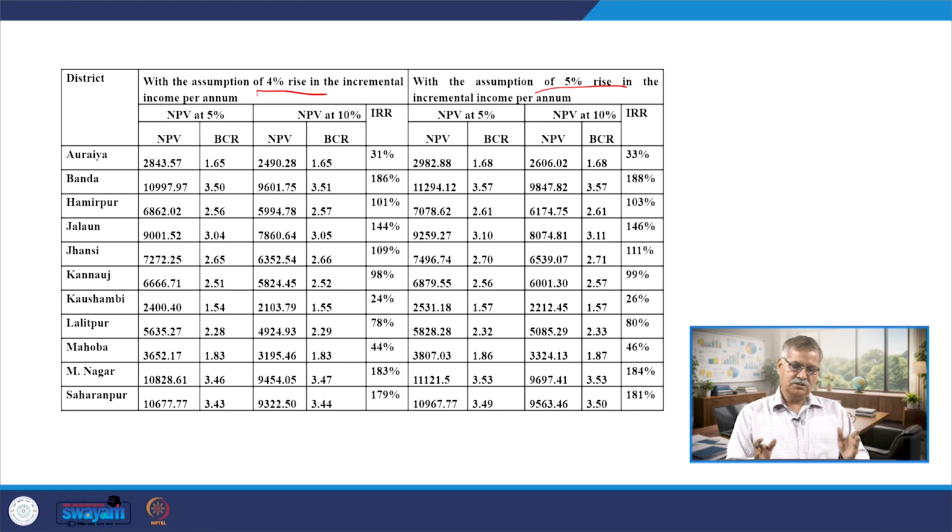So taking these growth rates and the social discount rate, we compare the districts in terms of their net present value as well as benefit cost ratio, and we also calculate IRR, internal rate of return, and we find that internal rate of return across all is much higher than the rate of interest. It means that watershed development programs have been quite successful in raising the income and livelihood of the farmers.